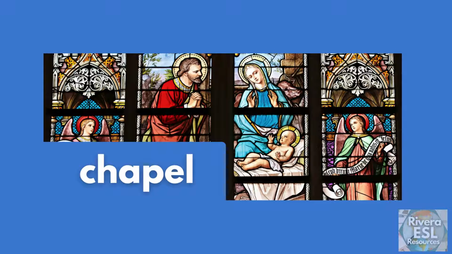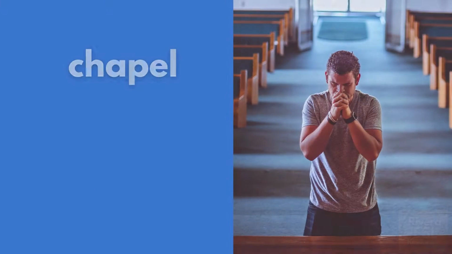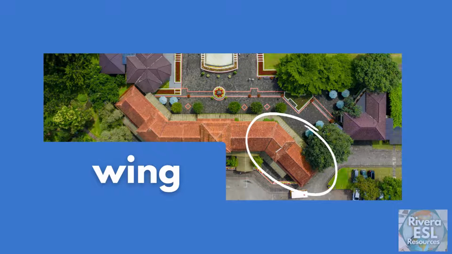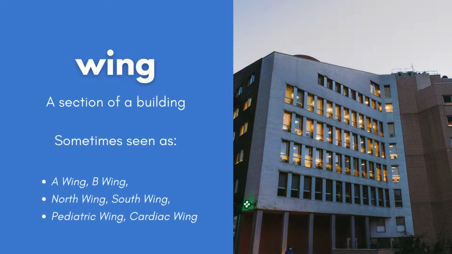Chapel. A chapel in a hospital is a quiet place where people can go to pray and think. Wing. A wing is a section of a building. In hospitals, this is sometimes seen as an A wing, B wing, C wing, a north wing or a south wing, or a pediatric wing, a cardiac wing.